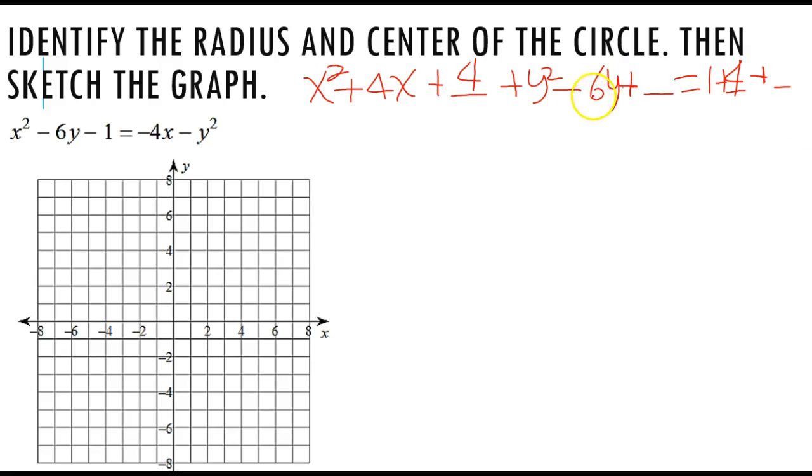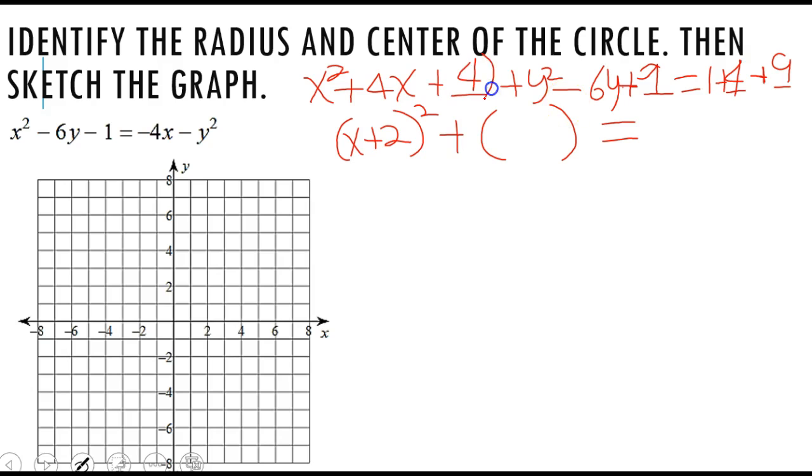And then negative 6 divided by 2 is negative 3. Negative 3 squared is positive 9. And then we have to add it here too. And so if we factor that, we're going to get a perfect square. And so that's going to be x. So this is positive 2, so it's going to be positive 2 squared. And this part, again, we're just factoring the x and the y.